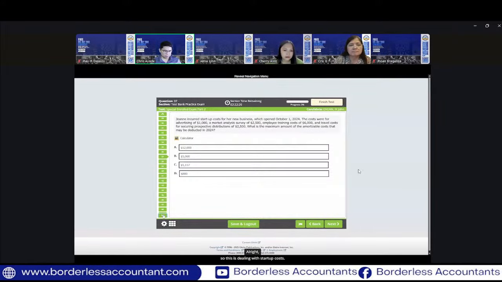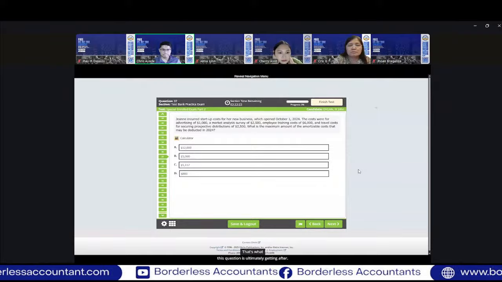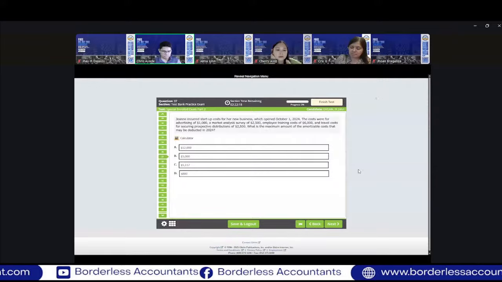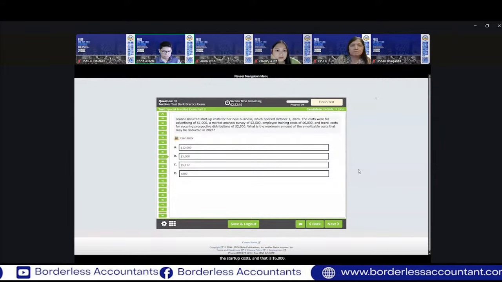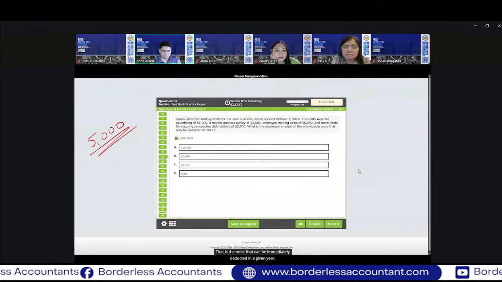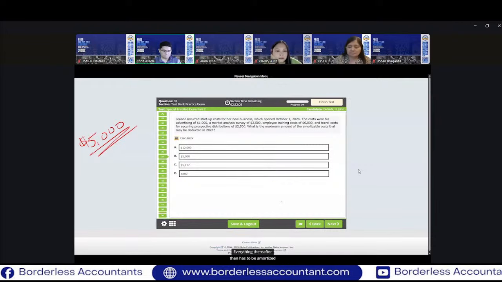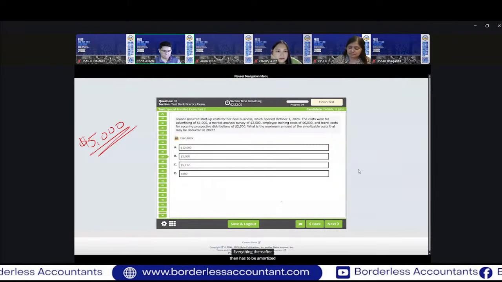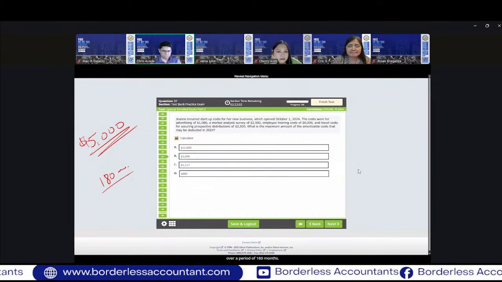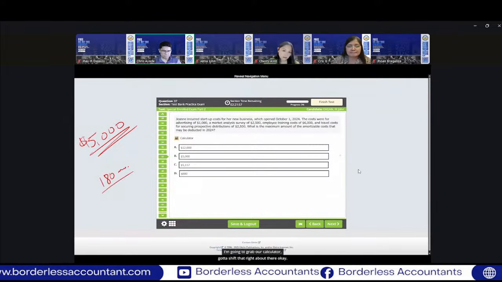All right, so this is dealing with startup costs. That's what this question is ultimately getting after. There's an important number that I want you to commit to memory for the startup costs, and that is $5,000. That is the most that can be immediately deducted in a given year. Everything thereafter has to be amortized over a period of 180 months. So now, let's think about these amounts.